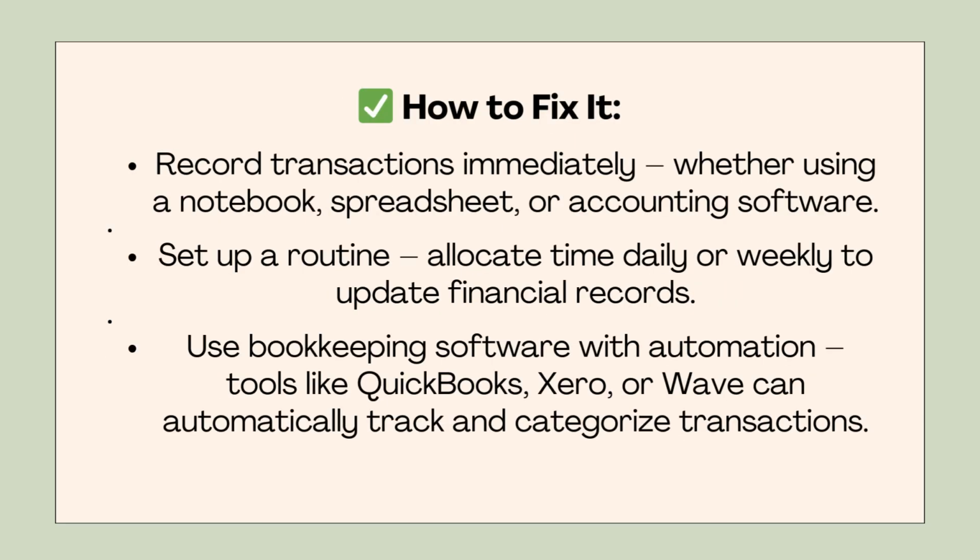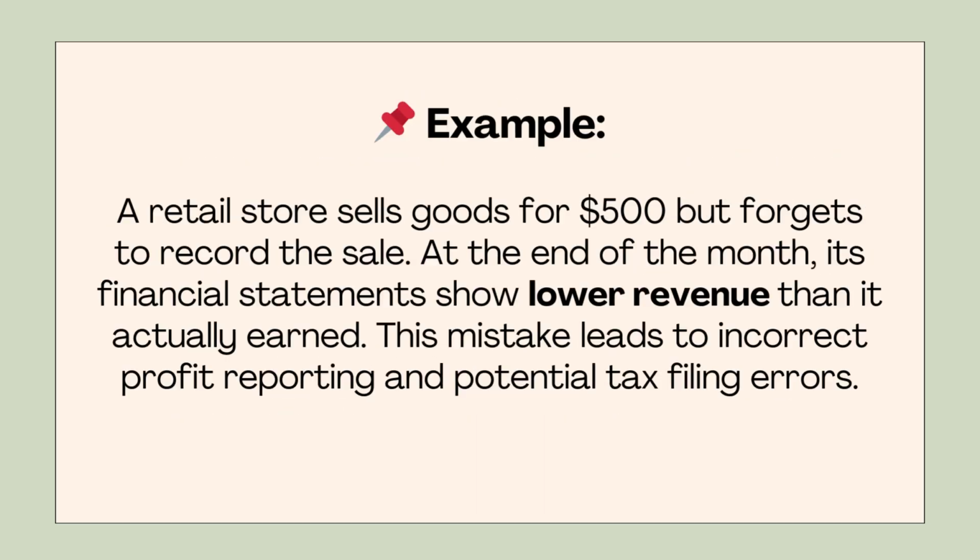How to fix it? Record transactions immediately, whether using a notebook, spreadsheet, or accounting software. Set up a routine. Allocate time daily or weekly to update financial records. Use bookkeeping software with automation. Tools like QuickBooks, Xero, or Wave can automatically track and categorize transactions. Example: a retail store sells goods for $500 but forgets to record the sale. At the end of the month, its financial statements show lower revenue than it actually earned. This mistake leads to incorrect profit reporting and potential tax filing errors.